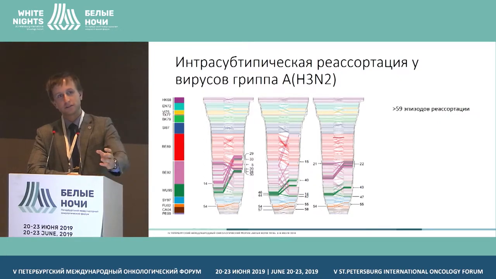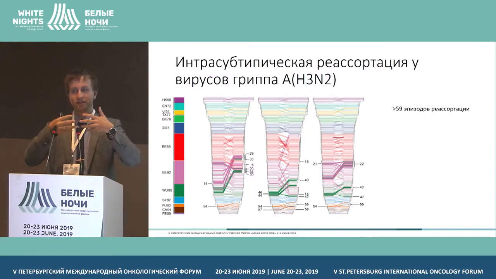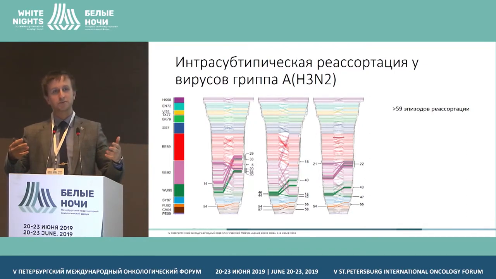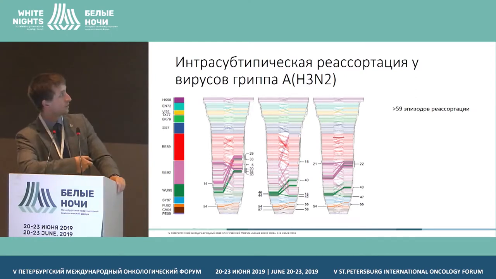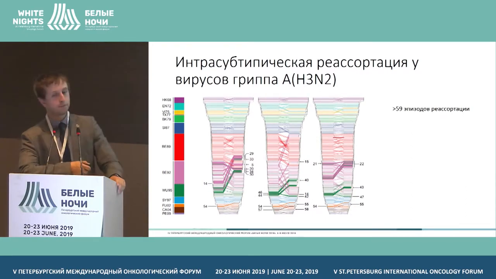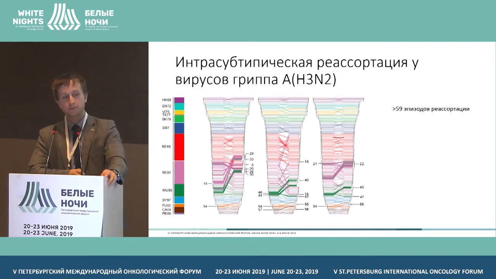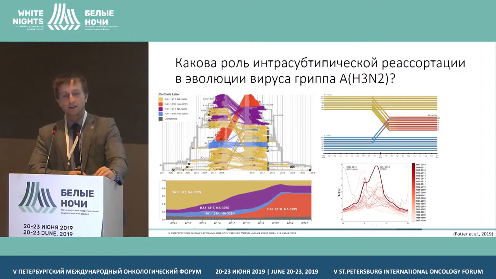When we spoke about reassortment, we mentioned its role in the formation of new pandemic strains. But does it play any role in the evolution of seasonal epidemic strains? Is there reassortment in seasonal strains or not? The data show, you see the phylogenetic trees, hemagglutinin neuraminidase connection. We can put all the 8 trees and mark the links between them. But nevertheless, we can see the presence of reassortment between different groups inside the H3N2 subtype, around 59 episodes of intra-subtypic reassortment in seasonal H3N2 virus.